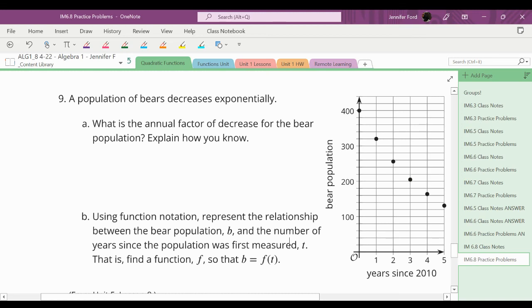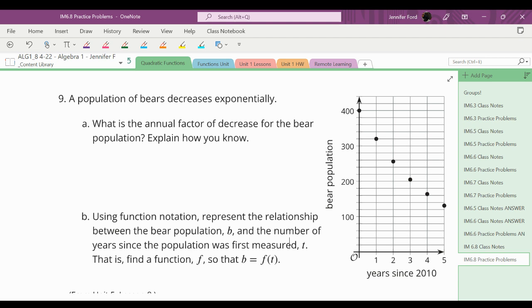All right, here's another exponential problem. A population of bears decreases exponentially. What is the annual factor of decrease for the bear population? Explain how you know. Using function notation, represent the relationship between the bear population B and the number of years since the population was first measured, T. That is, find the function f so that B equals f of T.